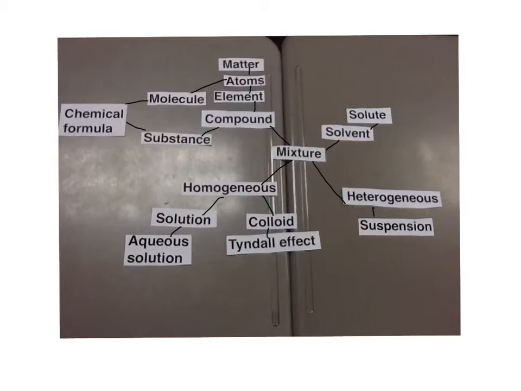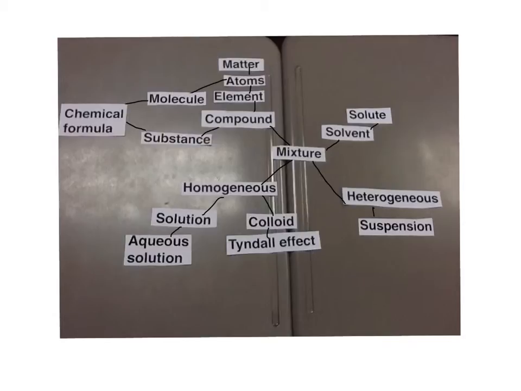We put mixture off of compound because mixtures consist of two or more compounds. Off of mixture, we put solvent because in mixtures are solutes and solvents. Solvents are the dissolving medium in a solution, and solutes are the dissolved substance in a solution. Also, off of mixture, we put homogeneous and heterogeneous because they are both ways to describe mixtures.